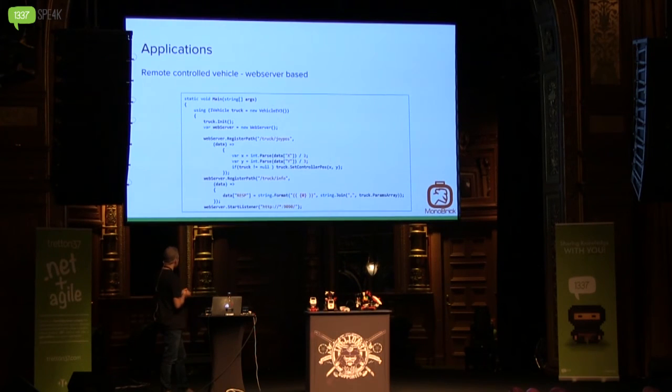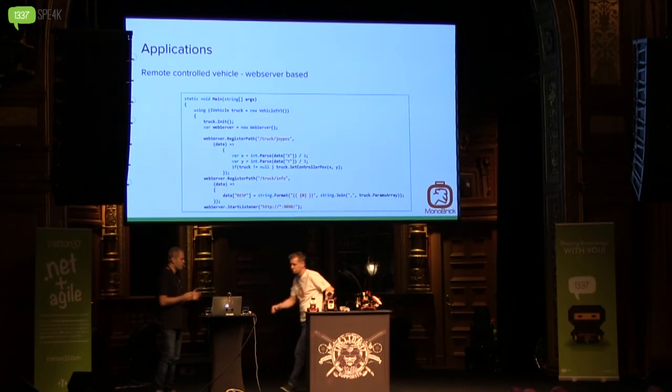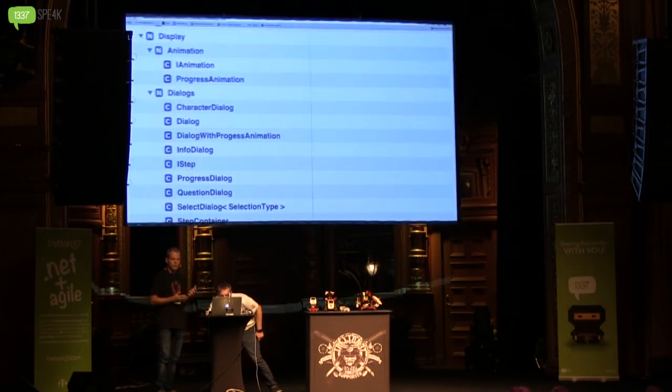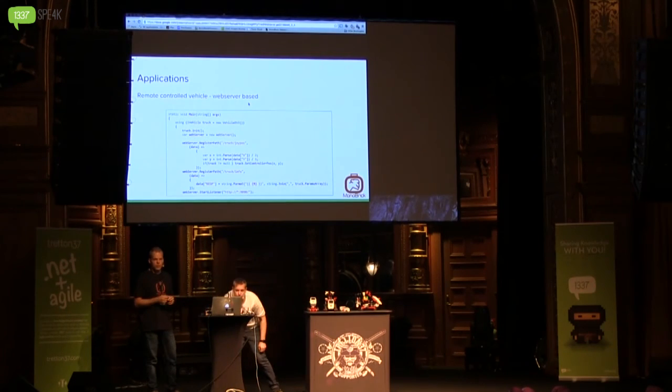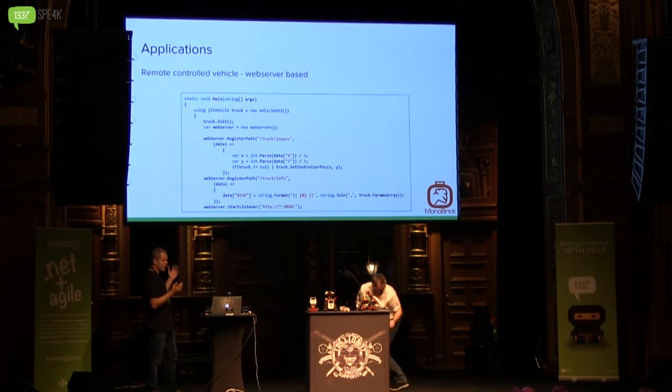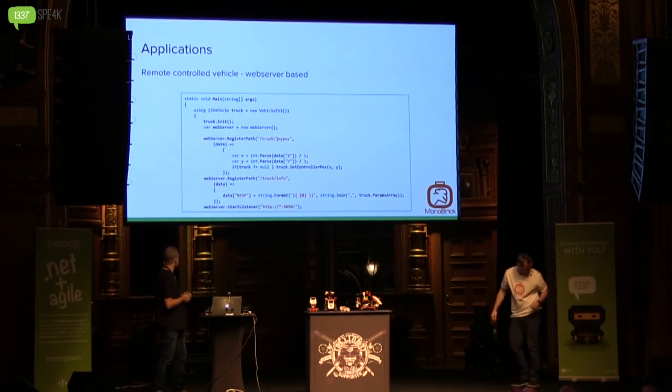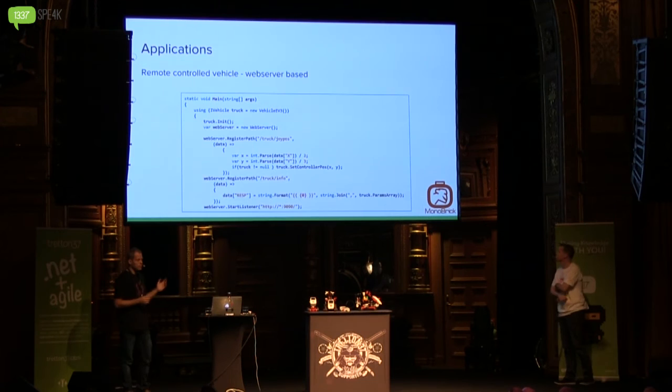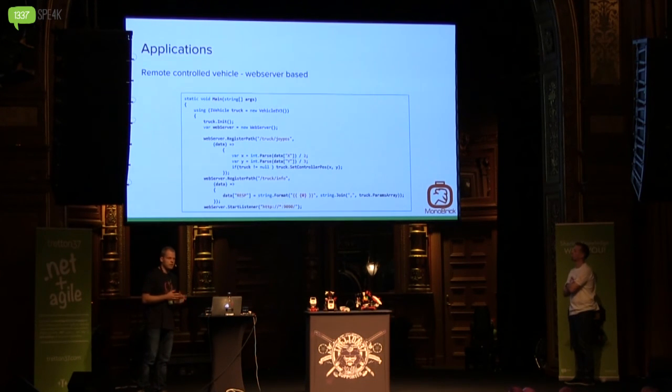Okay, I want to show another application that a guy from the community has made. What he wanted was to build a vehicle that he could remote control, and he wanted to be able to remote control it from his smartphone or a PC or whatever. And the way he did it was he just made a simple web server by using the HTTP listener that is built into the .NET framework. And then he could just make a couple of REST services to control the robot.